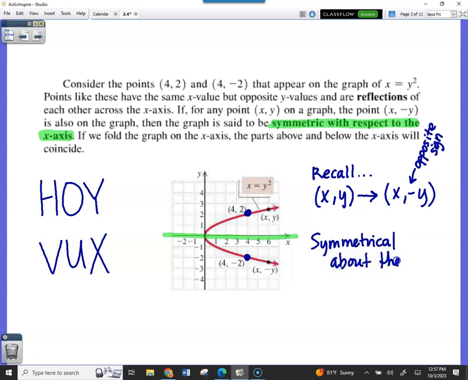So this particular graph is symmetrical about the x-axis. If I wanted you to take it a step further and tell me the equation of the x-axis, you would need HOY VUX. It runs horizontal, so it's going to be a horizontal equation, which means it's written y equals a number, crossing where on the y-axis? The y-axis crosses at 0. So the equation of the x-axis is the line y equals 0.